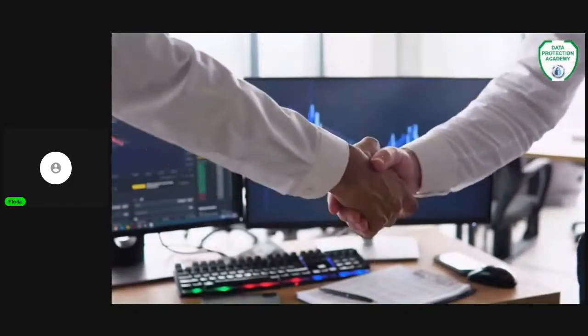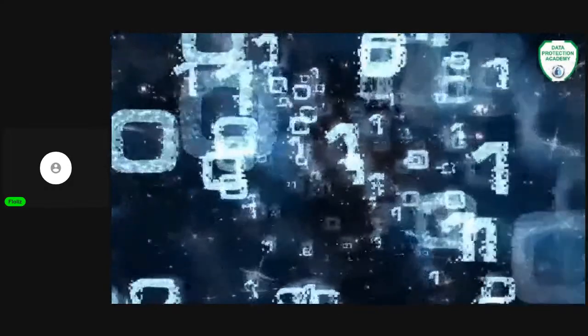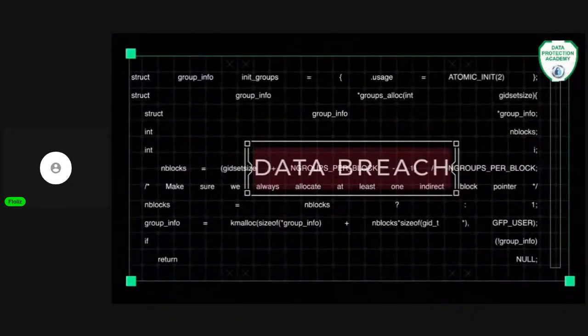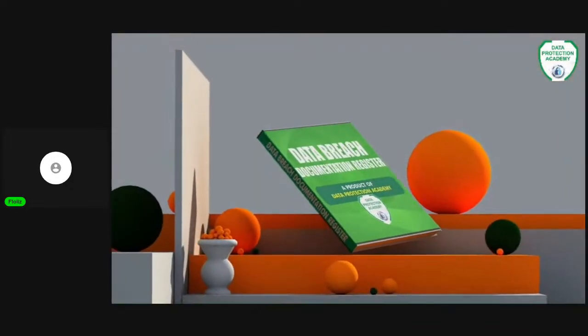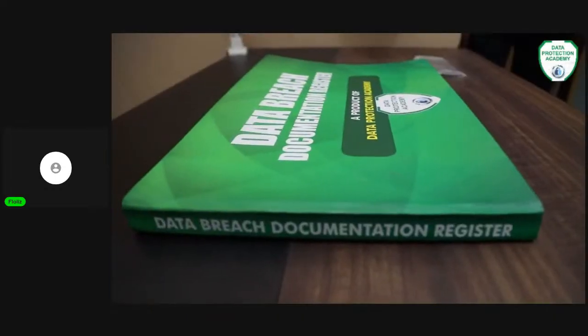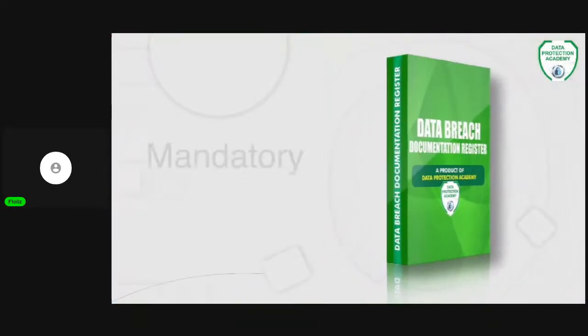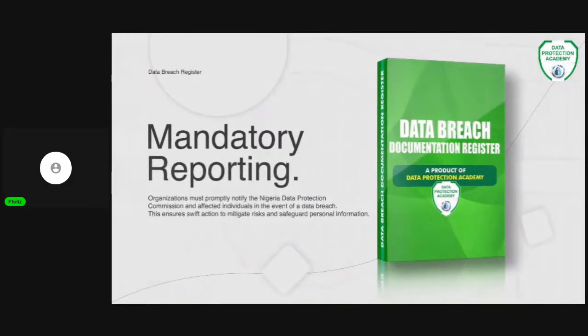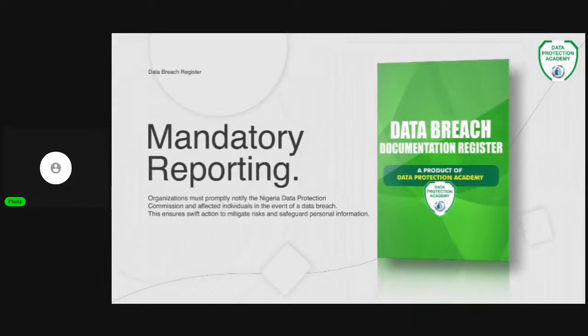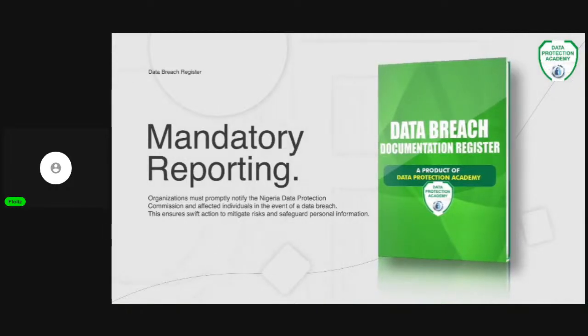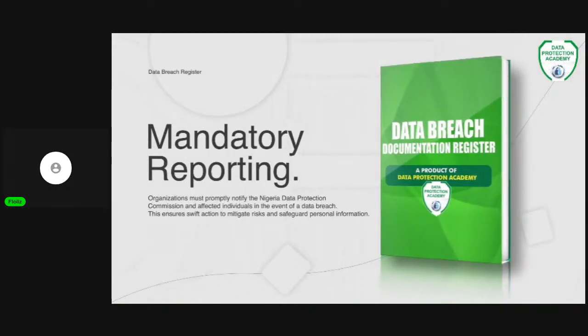Is more critical than ever before. But what happens when data breaches occur? The Data Breach Register serves as a centralized database where organizations are required to report incidents involving the unauthorized access, disclosure, or loss of personal information. Why organizations need a data breach register? Mandatory reporting. Organizations must promptly notify the Nigeria Data Protection Commission and affected individuals in the event of a data breach. This ensures swift action to mitigate risks and safeguard personal information.